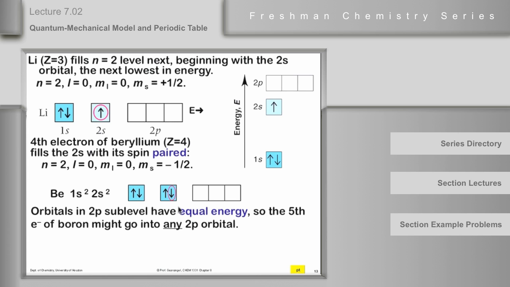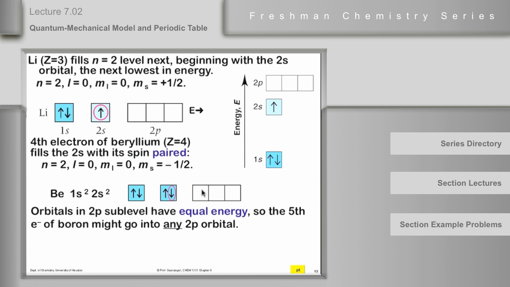So electrons in the 2p sublevel have a choice of 3 different orbitals, same energy. So energy doesn't make a choice for us here. We can put the electron in any one of these, and what will its spin be?